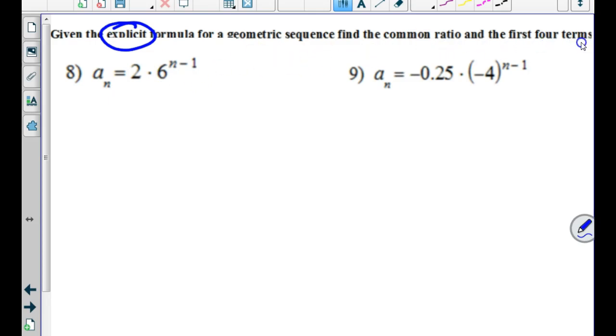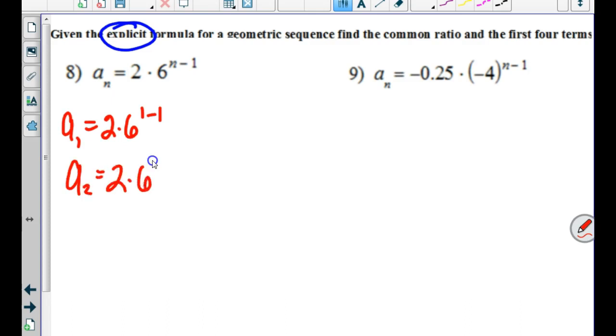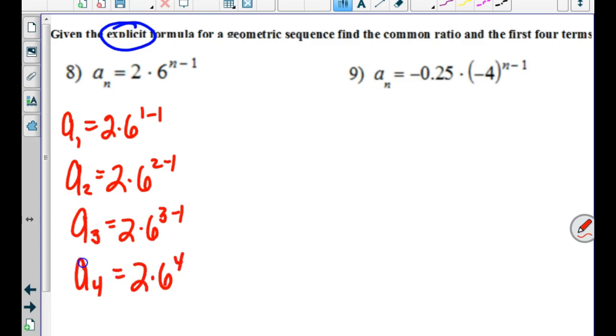Well, let's find the first 4 terms the hard way this time. Let's figure it out by putting in a 1. So a sub 1 would be 2 times 6 to the 1 minus 1. I just want you to have this in your notes so you understand you can always do this. Most of us would figure it out faster than this. You don't have to write that down if you don't want to.